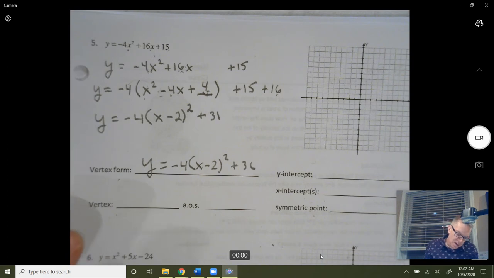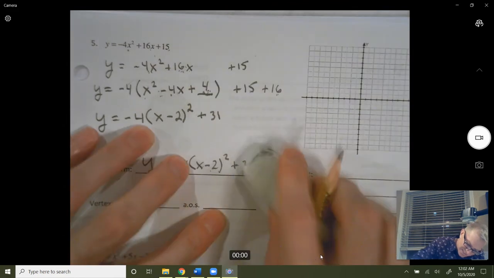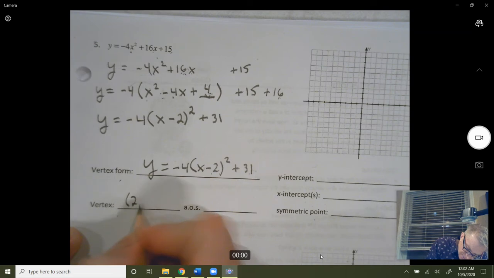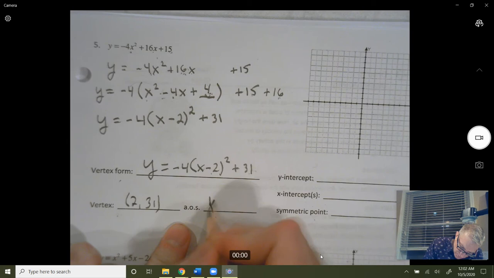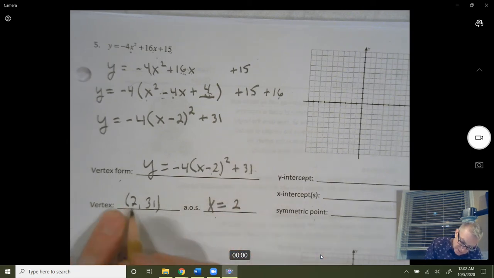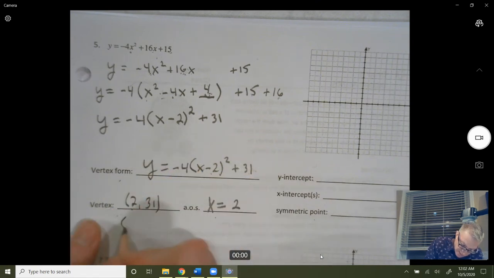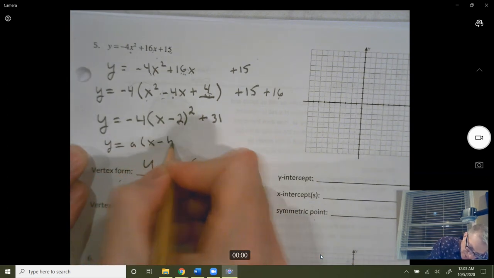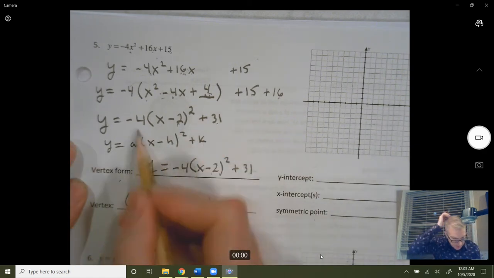Okay, our vertex is positive 2. Why did I put a 36? That's 31. So positive 2, positive 31. Our axis of symmetry is x equals 2. Okay, x equals the x coordinate of our vertex, or our h. Remember the vertex is h comma k. Remember vertex form, it's y equals a times x minus h squared plus k. So the h is 2, the k is 31, the a is negative 4.